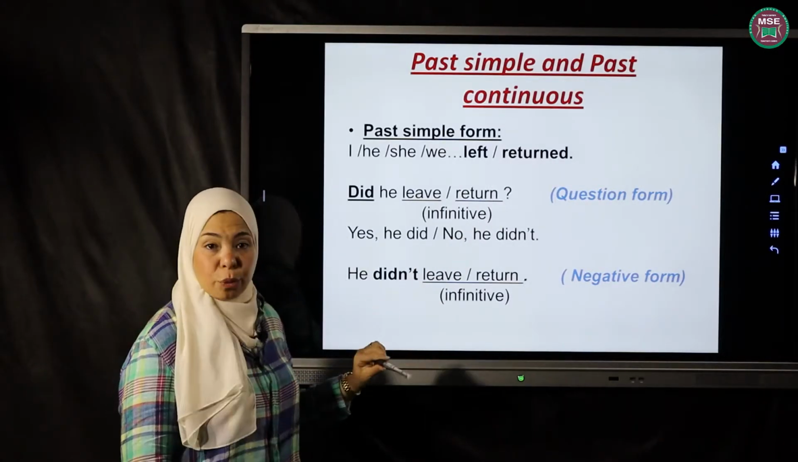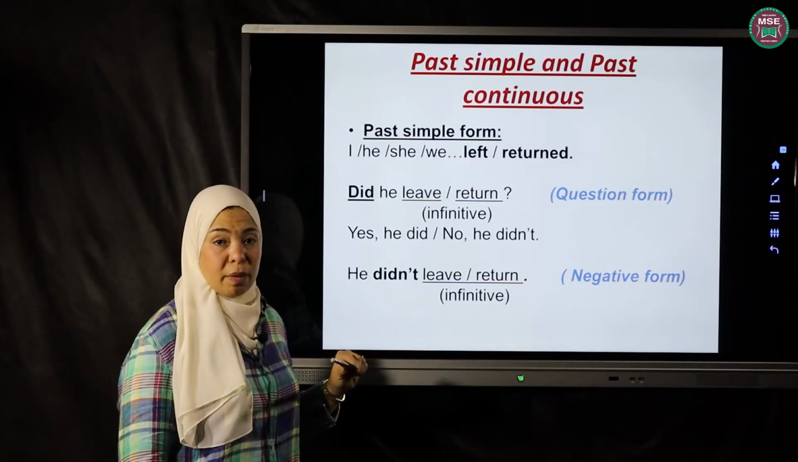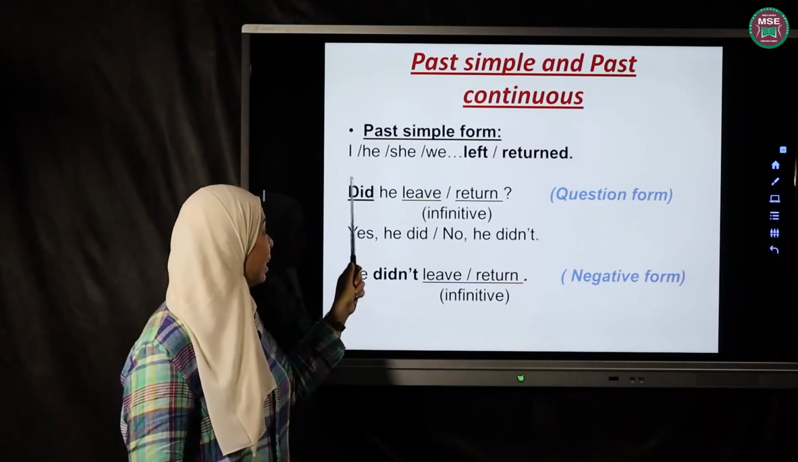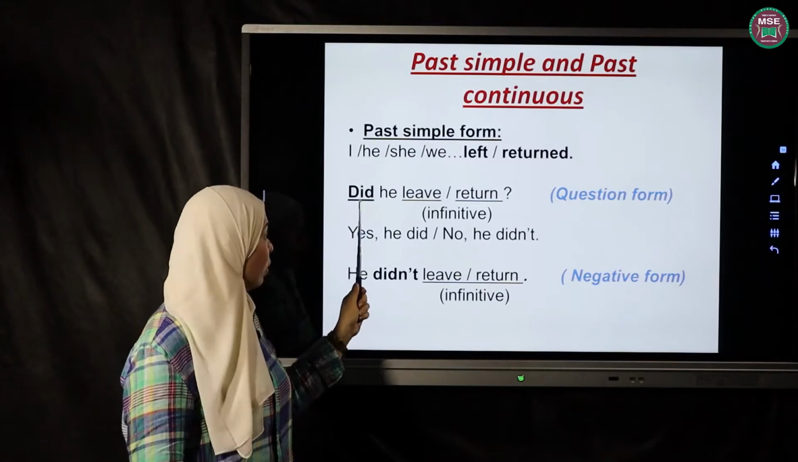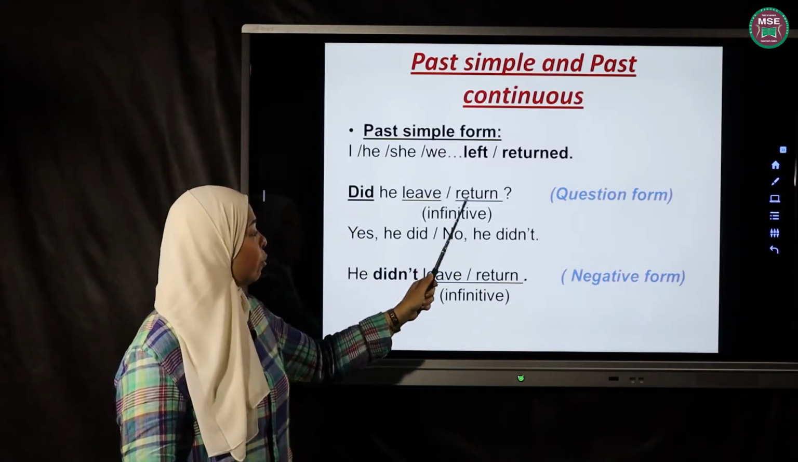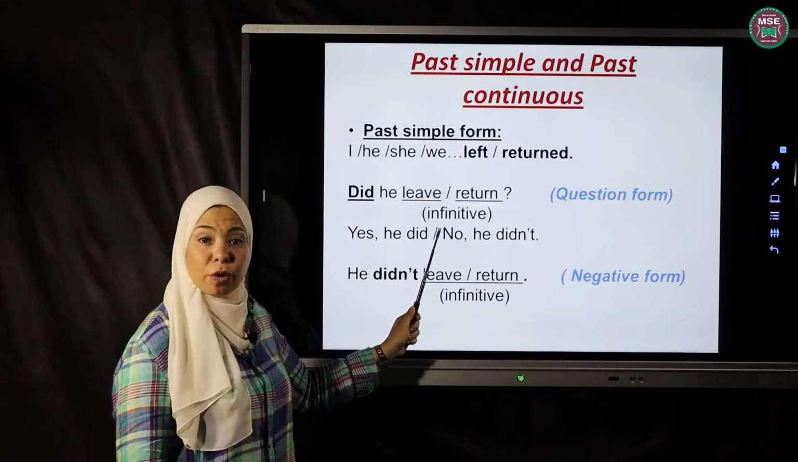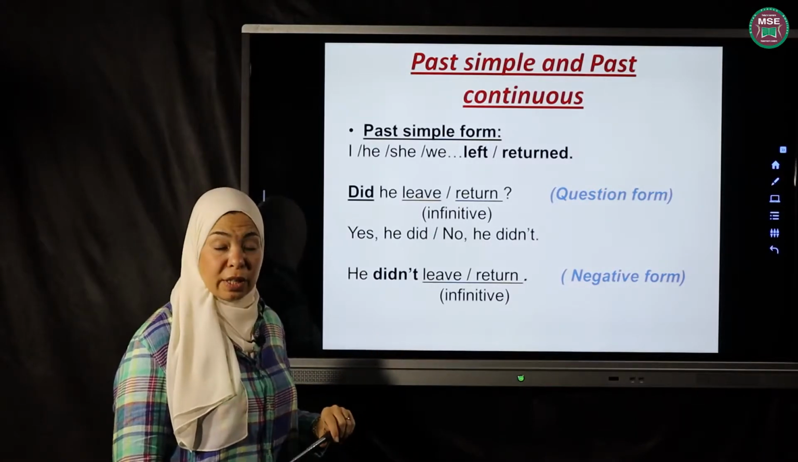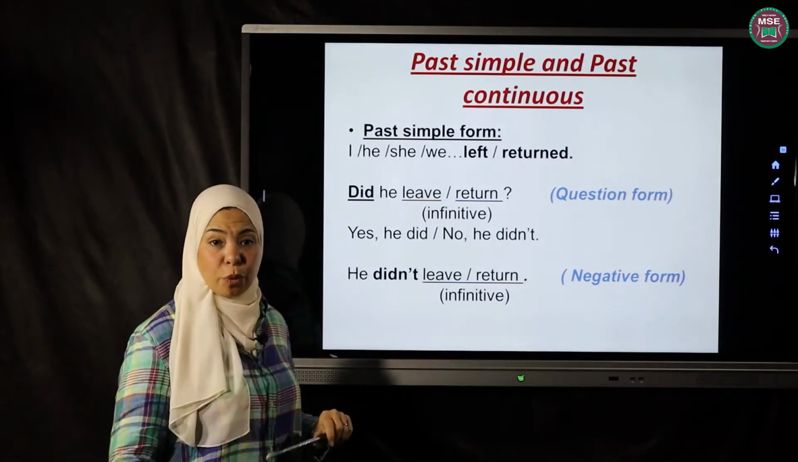This is the question form. To form a question using the past simple, I start by putting did at the beginning of the question. Did he leave or did he return? Which means that I have to put the verb in the infinitive form. Infinitive means the verb in its stem form.